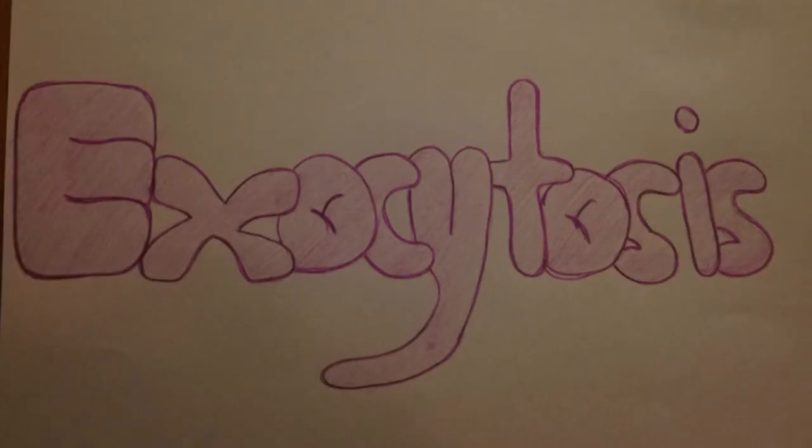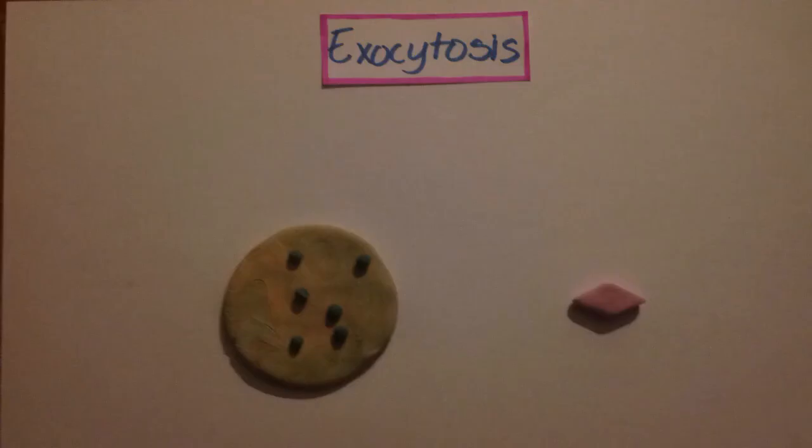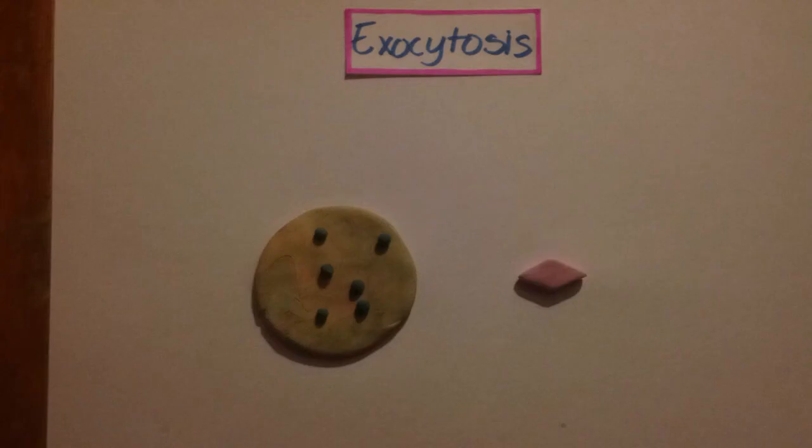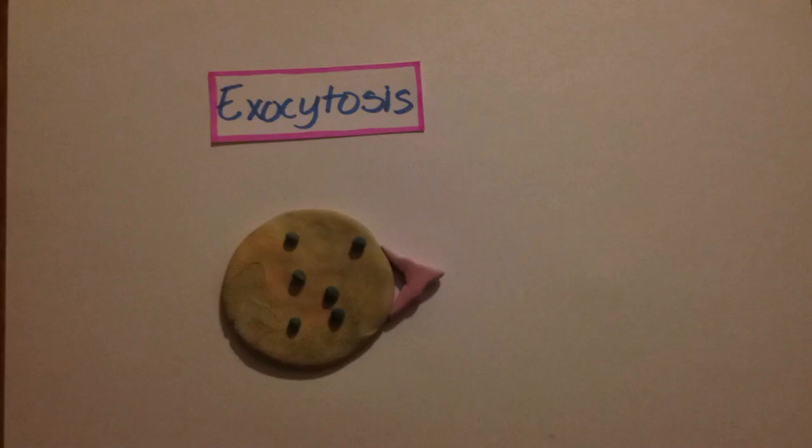Exocytosis is a type of bulk transport which is like the opposite of endocytosis. Instead of engulfing objects, exocytosis is when a vesicle will fuse with the membrane so that it can release waste outside the cell.